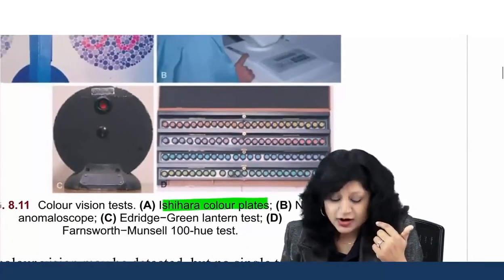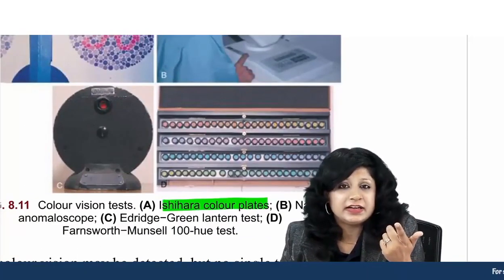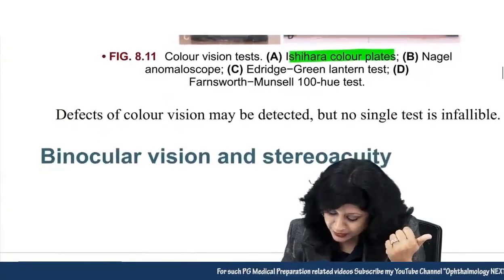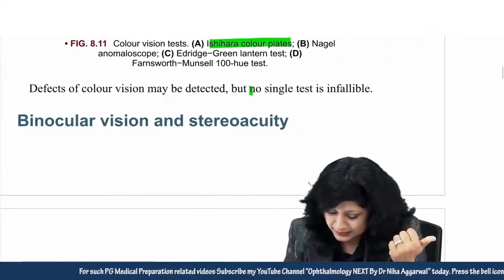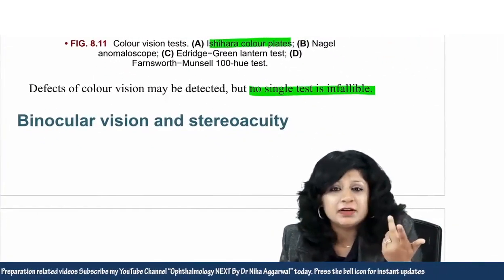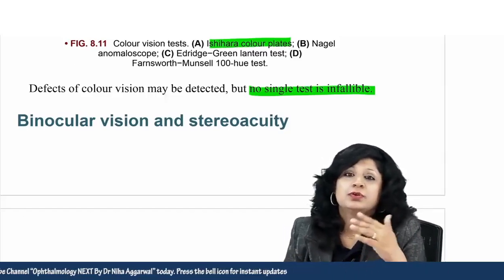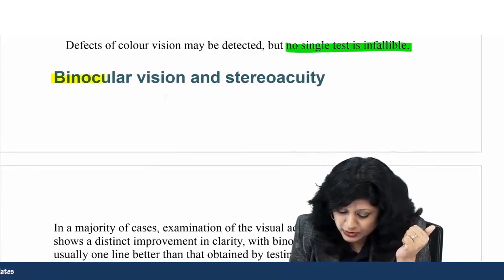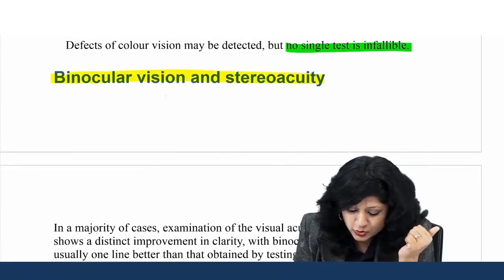All these pictures are covered in our app also. Defects of color vision may be detected, but no single test is infallible. So mostly we have to use one or more of the tests. Now we come to binocular vision and stereo acuity.